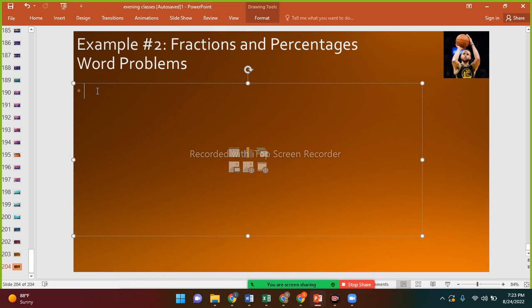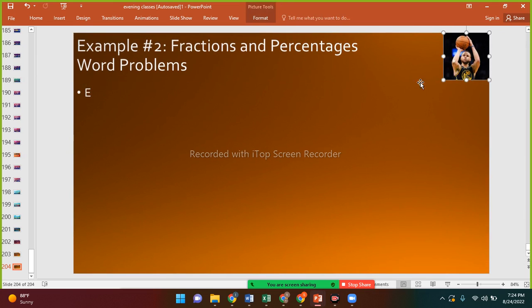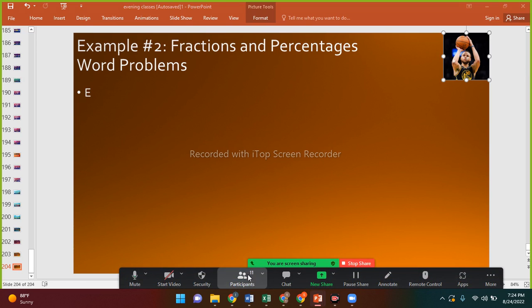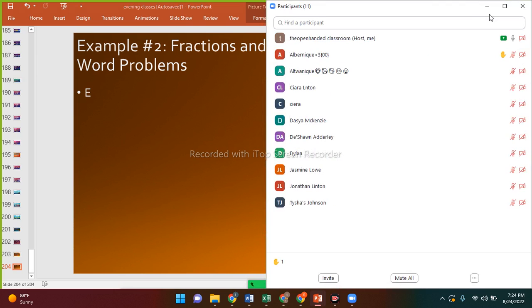And let's see. We're dealing with, let's call them this time, Ethan. Okay, someone's hand is up. Okay, am I still sharing? Okay, good. Alpinic, your hand is raised or no?